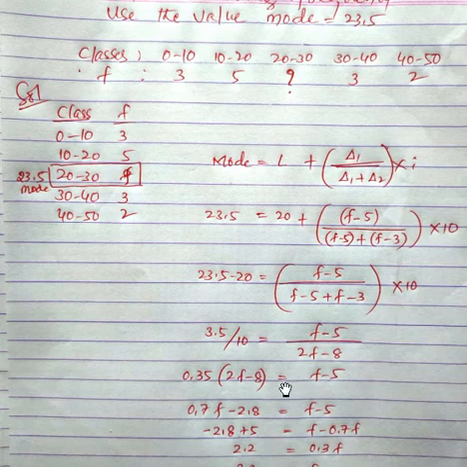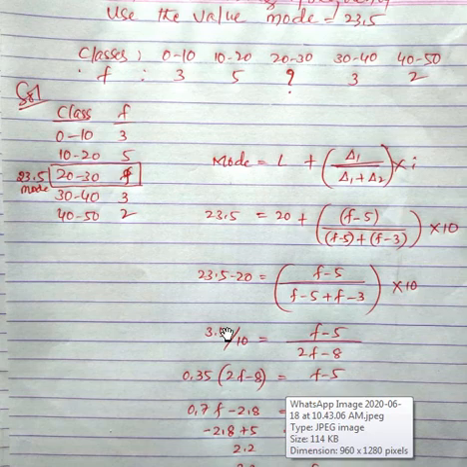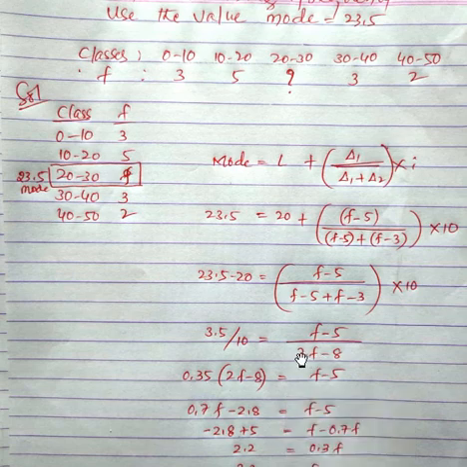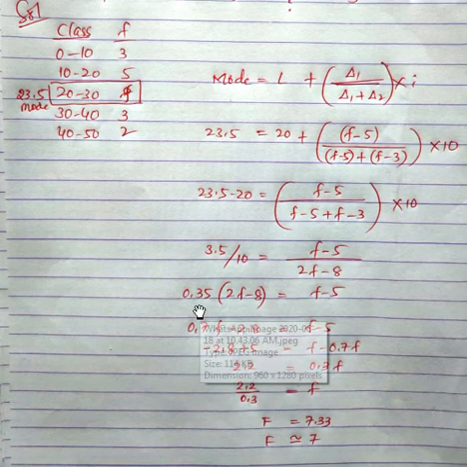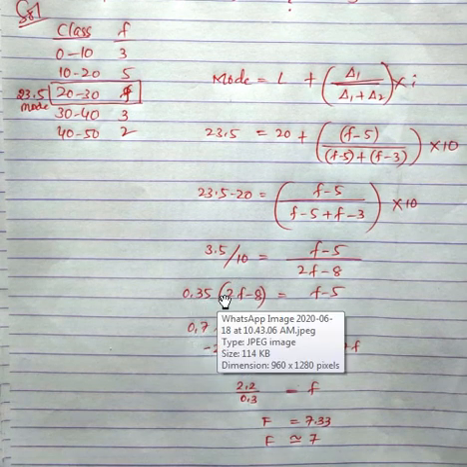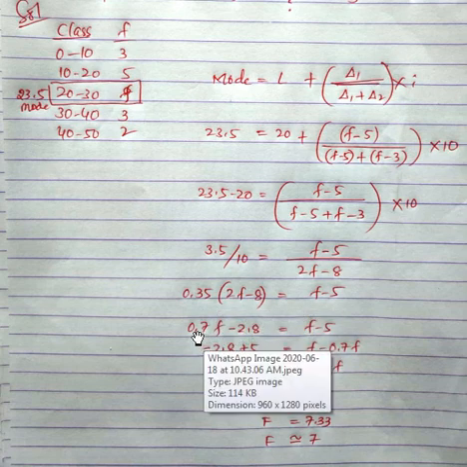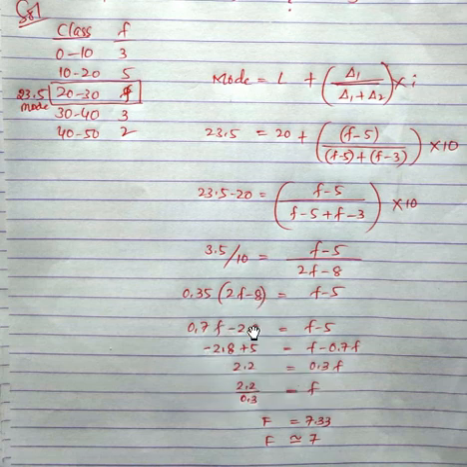Just move to the next step now. It looks like this: 3.5 divided by 10 is 0.35. Then this entire 2F minus 8 is shifted to the left side, so it comes like this: 0.35 into 2F minus 8, and the right hand side is F minus 5. Then move to the next step. You multiply 0.35 into this whole bracket: 0.35 into 2F is 0.7F, and 0.35 into 8 is 2.8, and the right hand side is F minus 5 as it is. And simplify this one now.